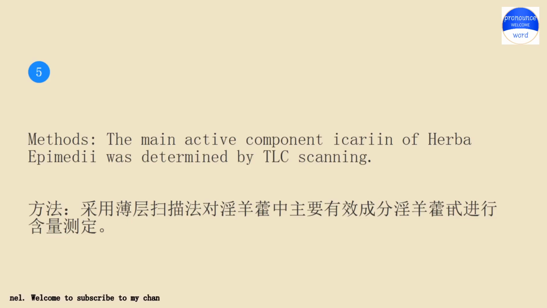Methods: the main active component icarion of Herba epimedii was determined by TLC scanning.